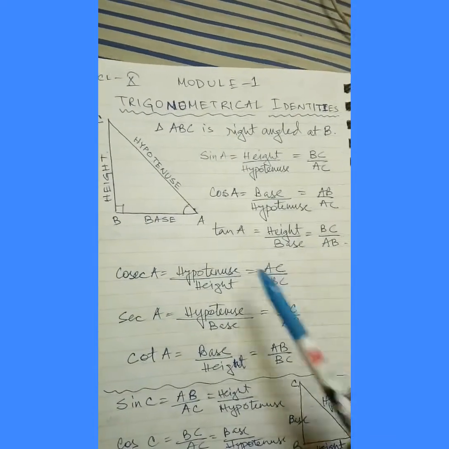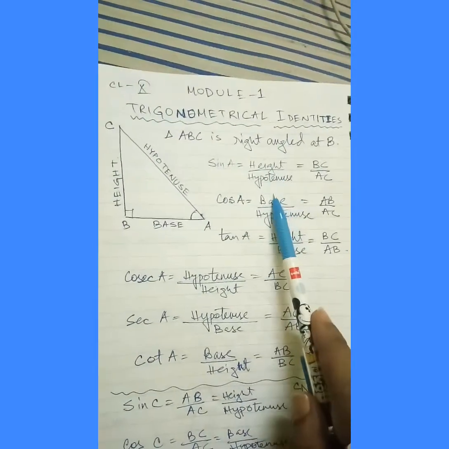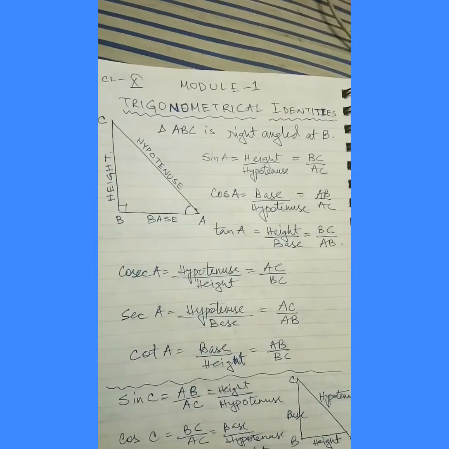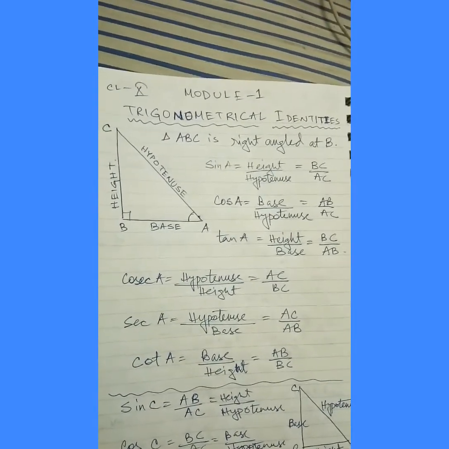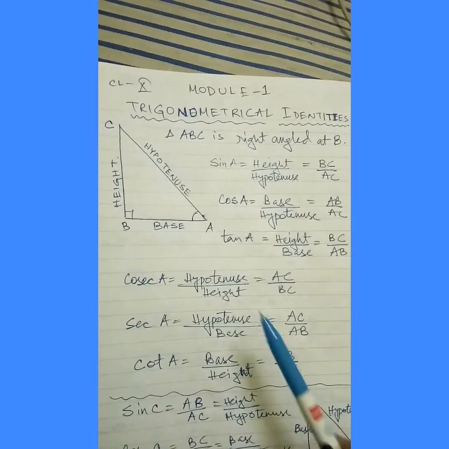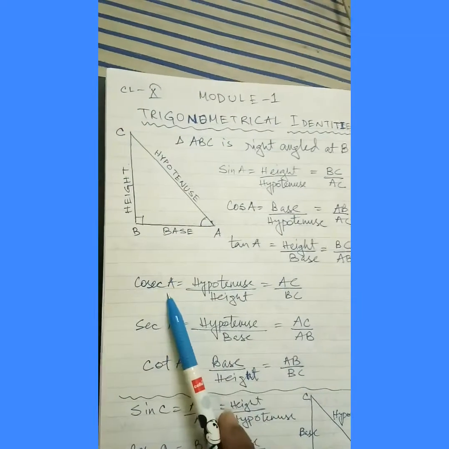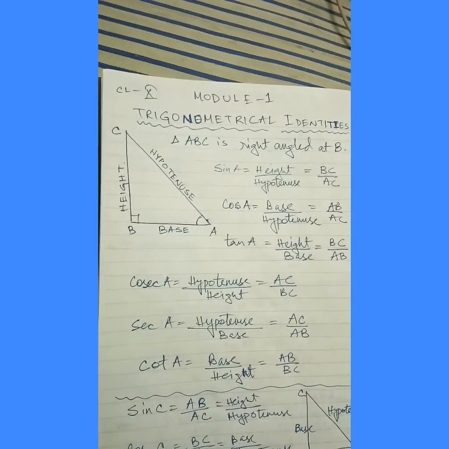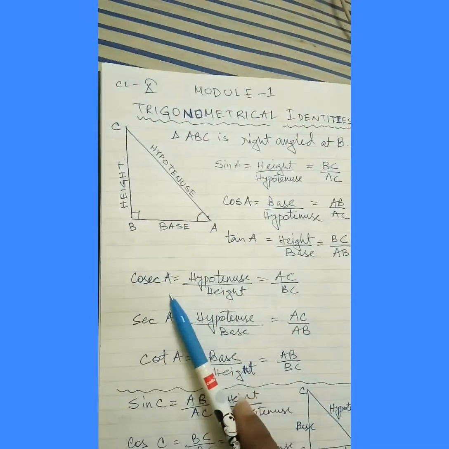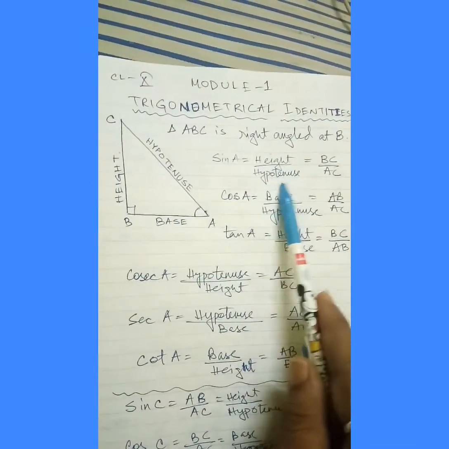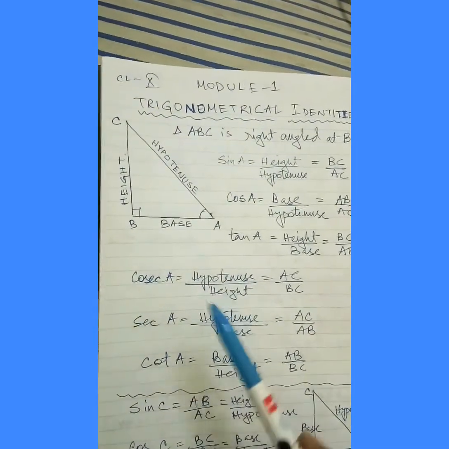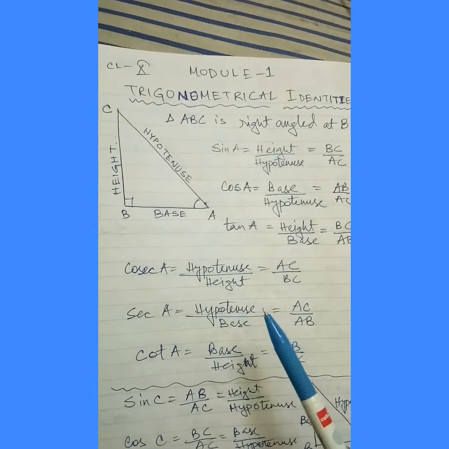Now we are coming to cos A and tan A. Sine is height by hypotenuse, cos is base by hypotenuse, and tan is height by base. Next, see the other part: cosec A. The opposite of sine, which you have written as height by hypotenuse, is hypotenuse by height. That is called the reciprocal.